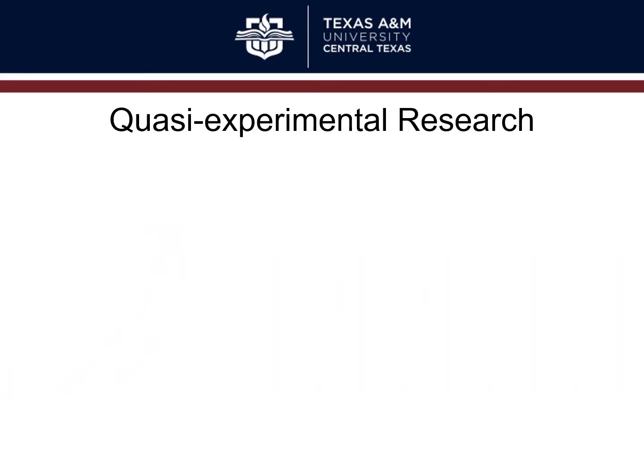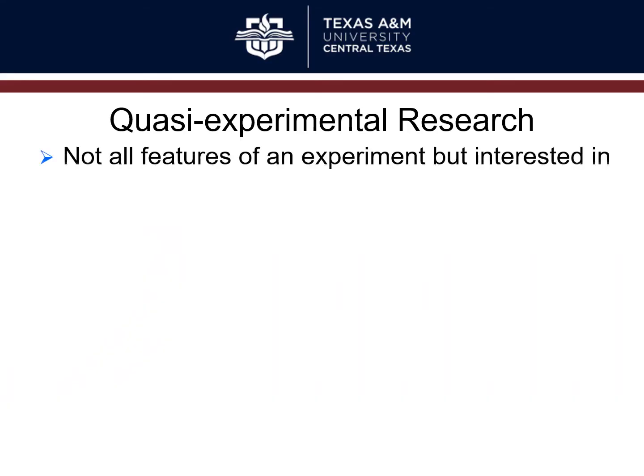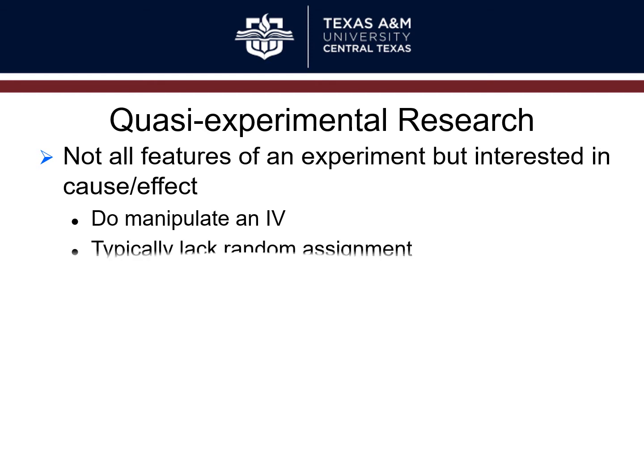Okay, quasi-experimental research. What is it? Well, typically, it's whenever you are interested in cause and effect, but you don't have all the features of a true experiment. That's why it's quasi-experimental, almost experimental. Typically, in quasi-experimental research, you are manipulating an independent variable. You are doing something to people, right? But what's typically lacking, what's typically missing that makes it quasi-experimental is lack of random assignment.